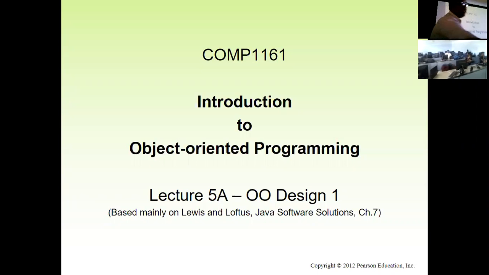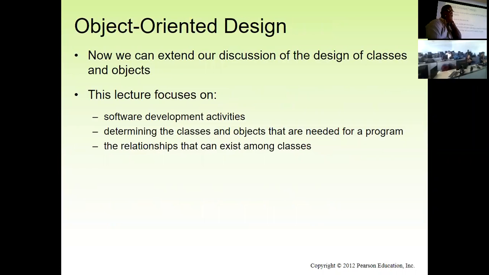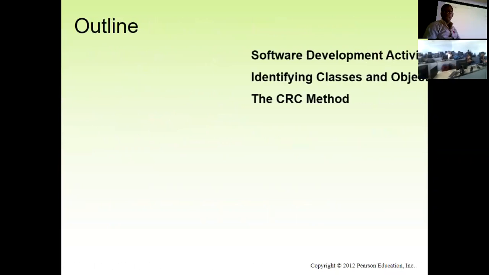All right, so we're going to focus on software development activities. We're going to look at how to determine different components that are used in your actual object-oriented design and whatever relationships between them. And then in the second part, we're going to look at specific tools that can be used to specify your design. All right?